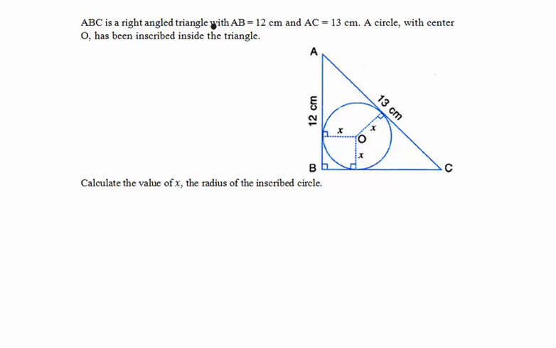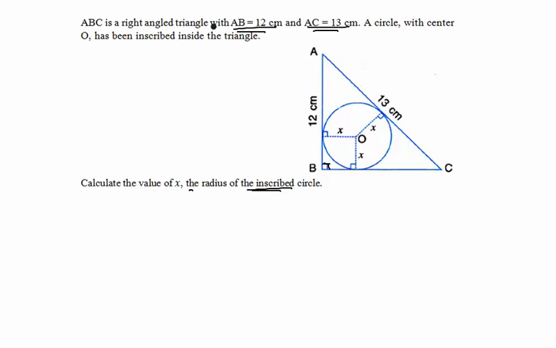Okay, so ABC is a right angle triangle, right angled at B as shown in the figure, with AB equal to 12 centimeters and AC equal to 13 centimeters. A circle with center O has been inscribed inside the triangle. It is also shown in the figure. Calculate the value of x, the radius of the inscribed circle.